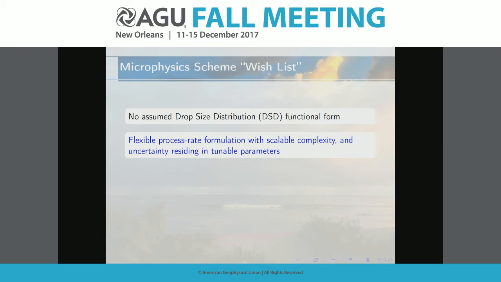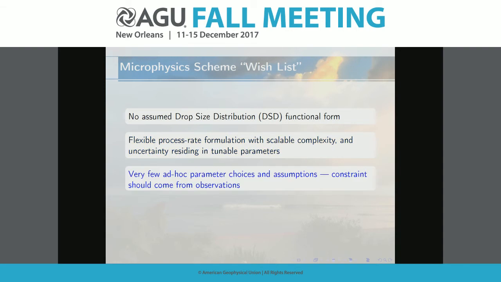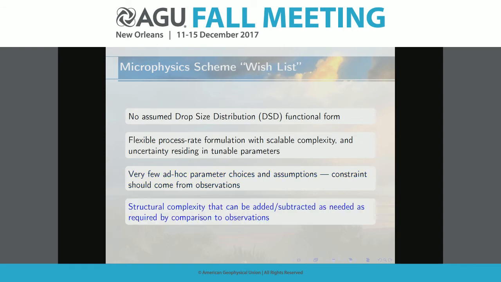So we'd like to be able to flexibly change the complexity of these process rates, and not have that be something fixed in the scheme, and be able to tune that with parameters. We'd like to have very few ad hoc choices and assumptions. We want our constraint to come from observations, really. And as I said before, we want to have some sort of complexity that we can add or subtract as the observations demand.